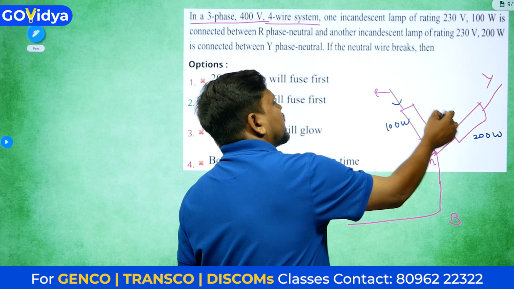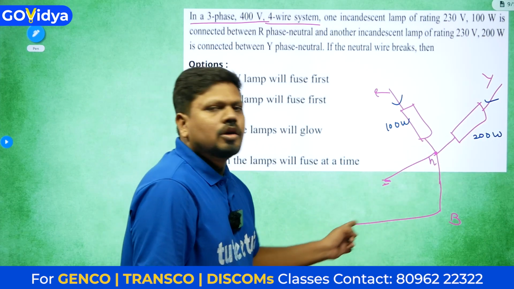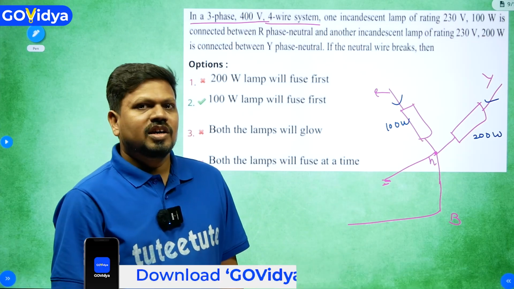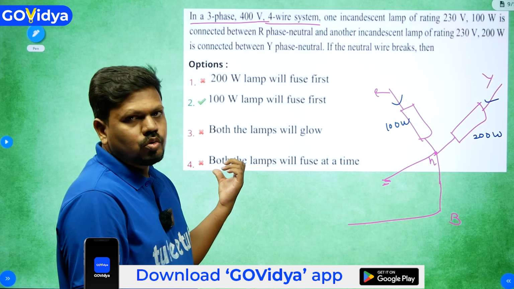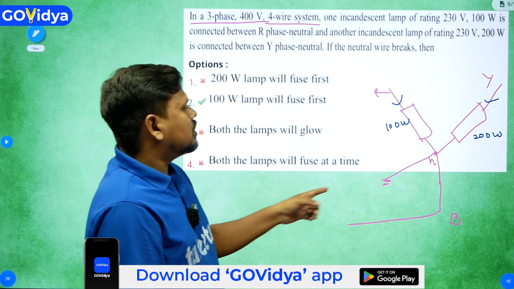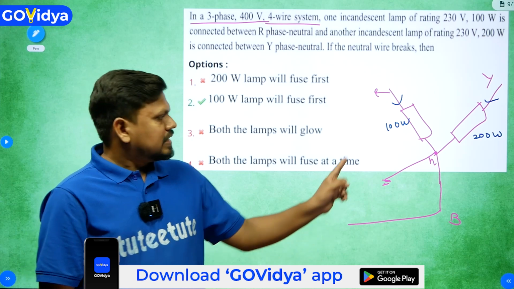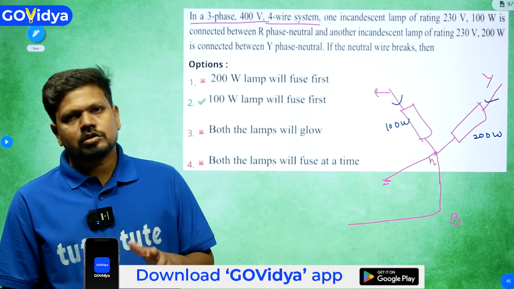So this will take different current, and this will take different current, and the remaining will be going through this B phase, and the remaining also will be going through this other one. But as the source is balanced, definitely balanced current only should go to the other side. That means through the neutral some current must be flowing. You can calculate that current also, but no need now.